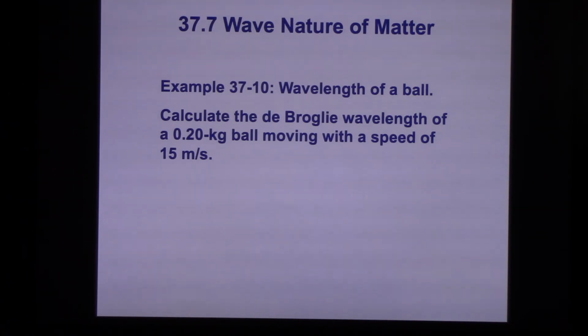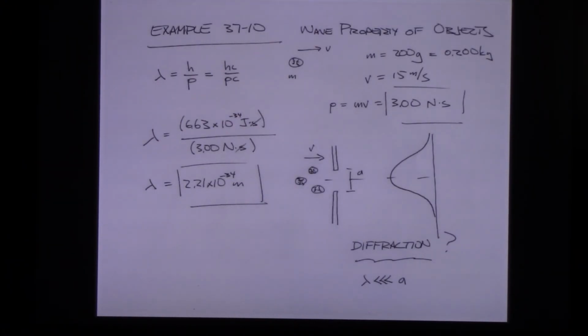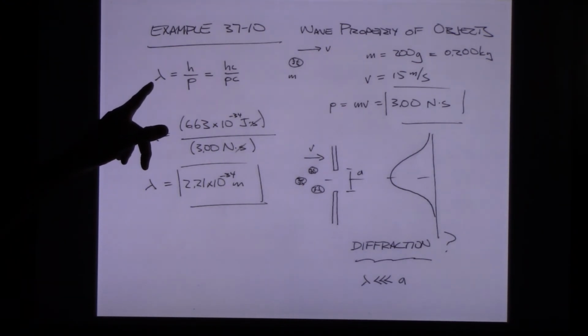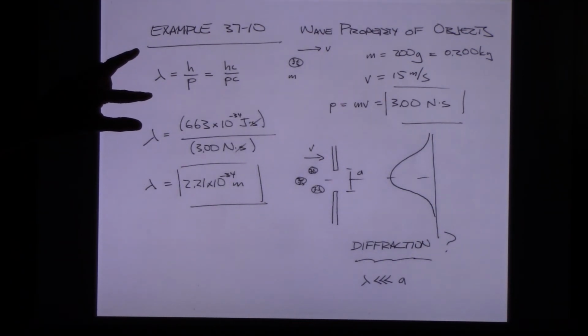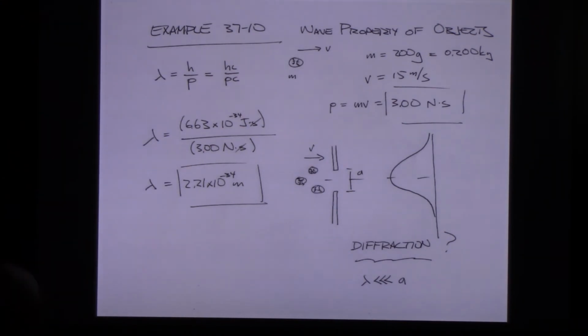So let's do some wavelength calculations. This says of a baseball, I guess. I assumed it was a baseball. So example 37-10, we've been looking at light as particles and talking about properties. Well, let's look at the wavelength of a baseball. Now, the fundamental formula we said for calculating wavelengths is h over p. The momentum of an object determines what its wavelength will be.